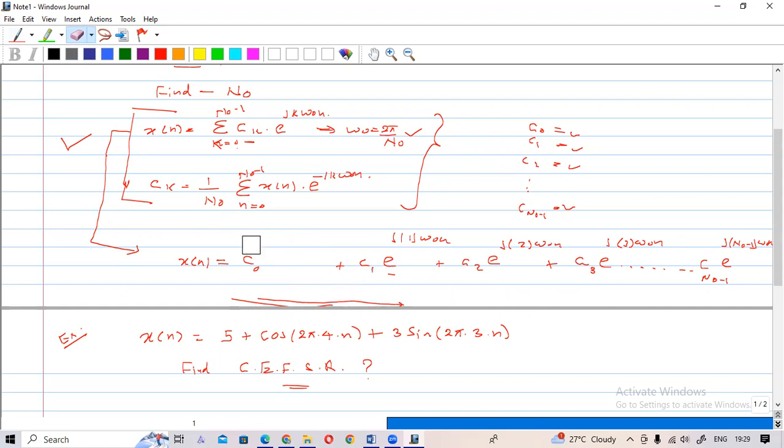You will get this kind of expression. Now you can see that in this one there is no frequency component, the frequency is 0. This frequency is 1 omega_0, this term has frequency component 2 omega_0, this one 3 omega_0, this one (n_0 minus 1) omega_0. These are the frequency components. So for this term the frequency component is 0, so this is the zeroth frequency component. Normally we call it the zeroth harmonic.